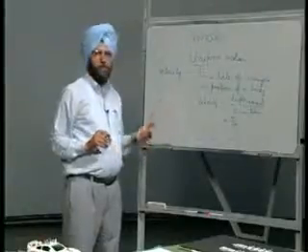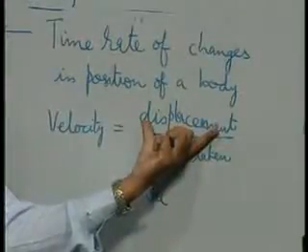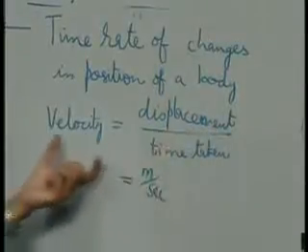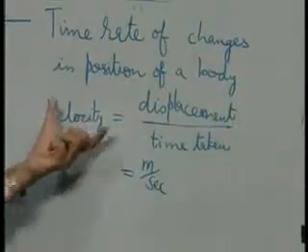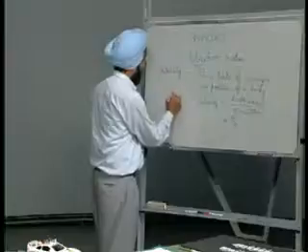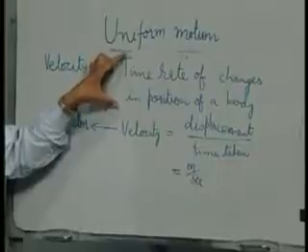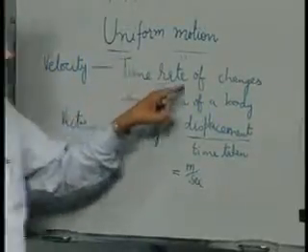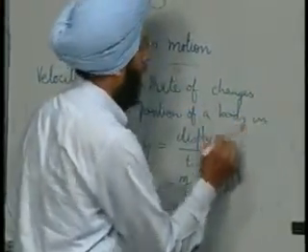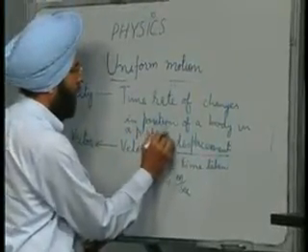Now, what is the difference? Difference is here we have a term displacement instead of distance. Displacement is a vector. So, velocity is a vector. To describe it completely, this is not sufficient. Time rate of change in position of a body in a particular direction. Direction also must be mentioned.